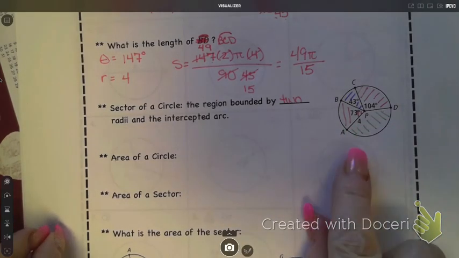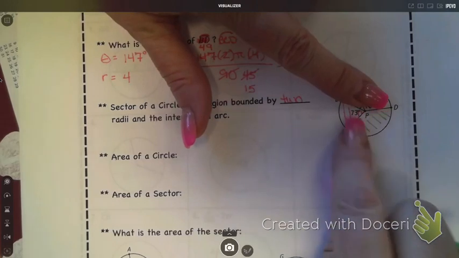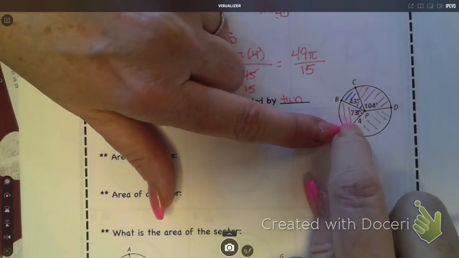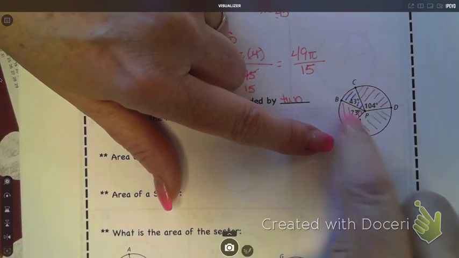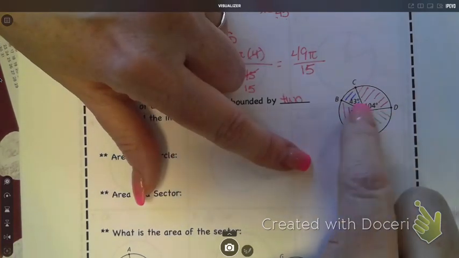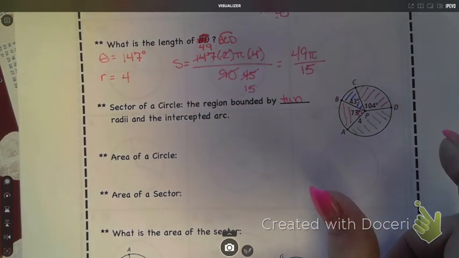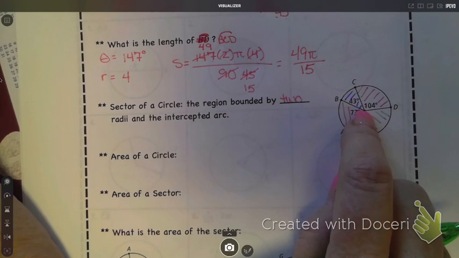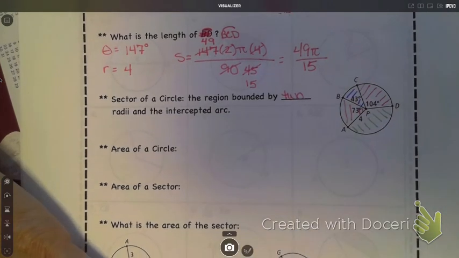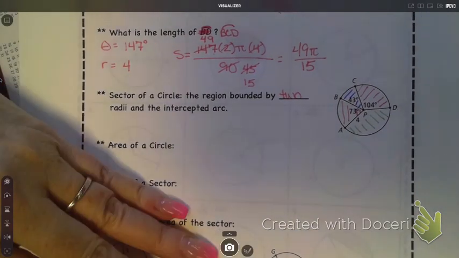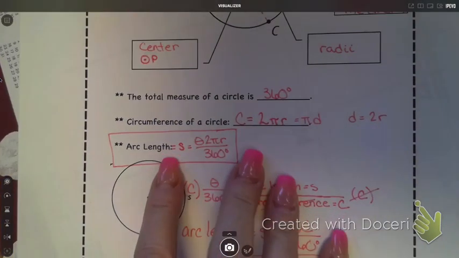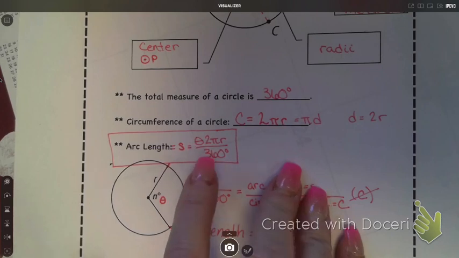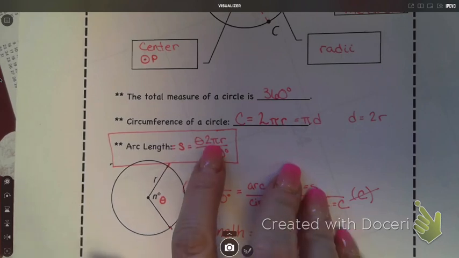Yes? Could I combine 2 sectors and make it 1? Yes. Could I combine 3 sectors and make it 1? Yeah. Somebody's like, can you combine all? Sure. If you combine all, you have a circle. Yes? Okay. So a sector is a portion of a circle. It's a fraction of a circle. So just like when we did arc length, it was our fraction of our theta to 360 times their circumference.